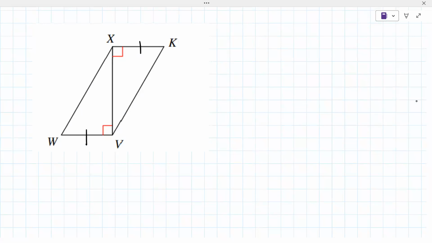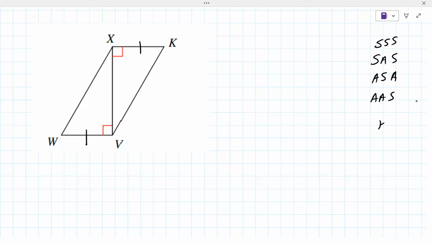So again, our four options are really important to have written down: side, angle, side; angle, side, angle; angle, angle, side. And then occasionally hypotenuse leg, which actually applies to this one, but for the moment, presume that one is not available to you.